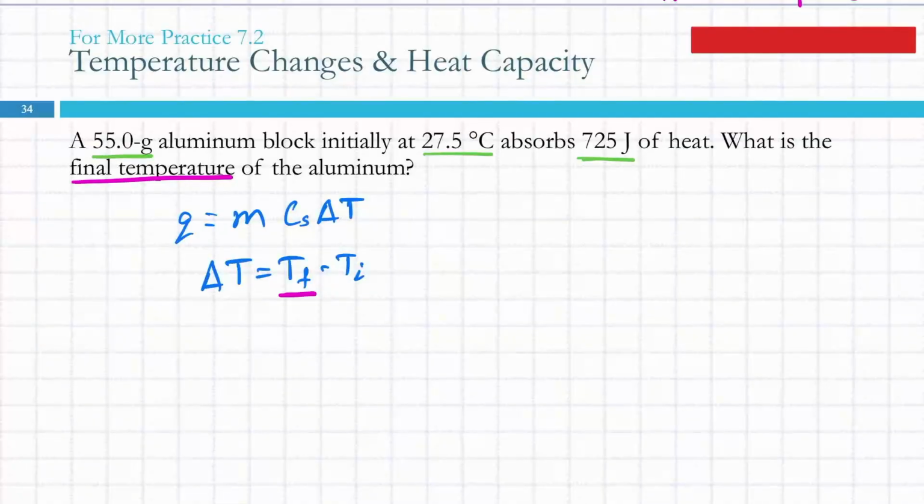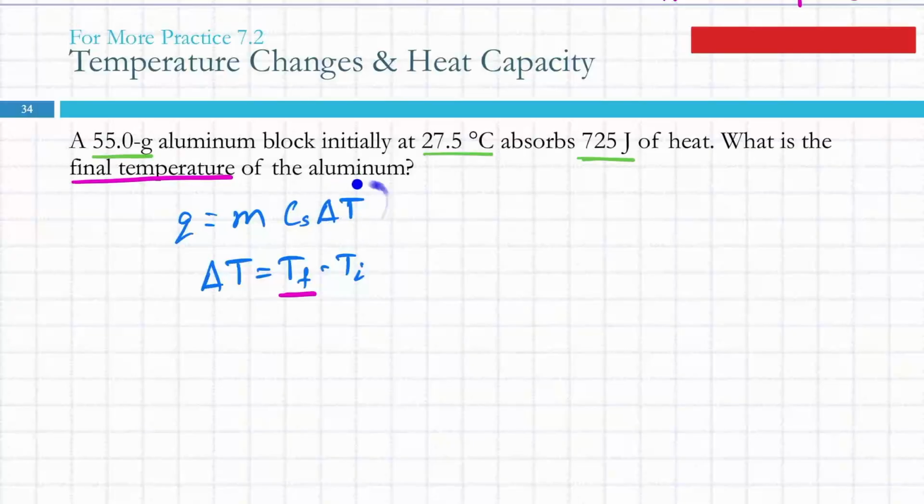There's a couple of ways that we can solve this. One of the ways is that we can solve for ΔT, and then after that solve for TF. Or you can plug in TF minus TI in the place of ΔT and rearrange the whole thing to solve for TF by itself. I think that's the more advanced way to do it. If you feel comfortable doing that kind of algebra, go for it. I think solving for ΔT by itself first is the way to go.